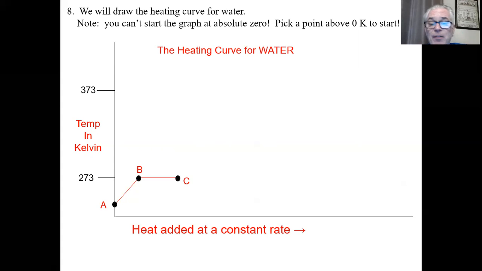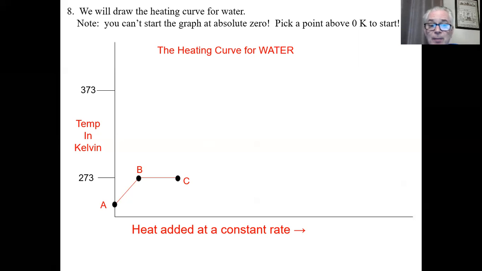As we add heat from B to C, the temperature is not going up. All of the energy that's being added is used to break the ice apart into a liquid. And the temperature will not go up until all of the ice is turned into a liquid. The temperature remains constant. During a phase change, there is no increase in temperature. There's a change of phase. But at some point, at point C, all of the solid is gone and it's now all liquid.